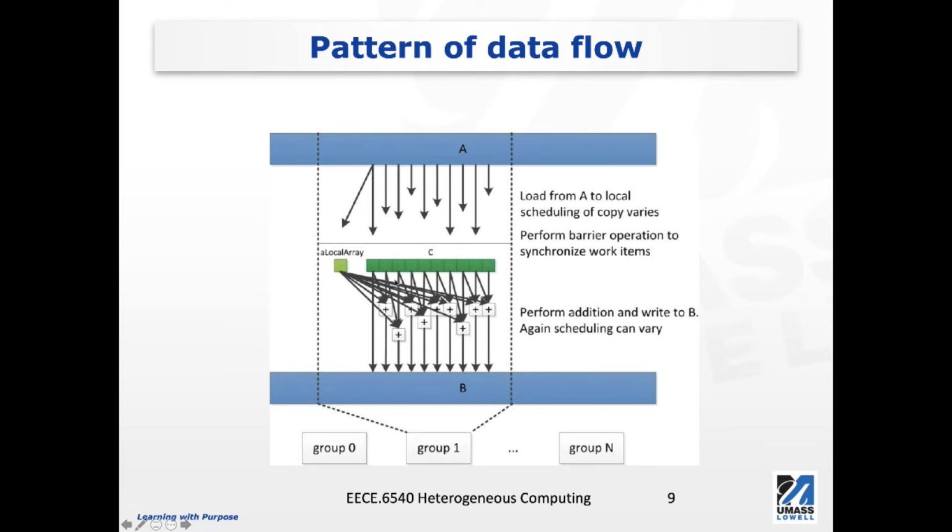And after that, the work items will perform additions by using this single variable with the corresponding values in this local memory, and perform the addition operation and update the corresponding locations in the result buffer B. And this whole thing is performed within one work group, and you can imagine that other work groups will perform the same thing, but essentially on different parts of the input data and output data.